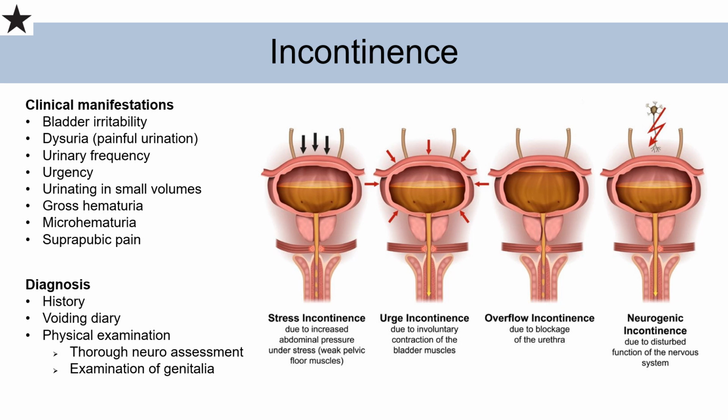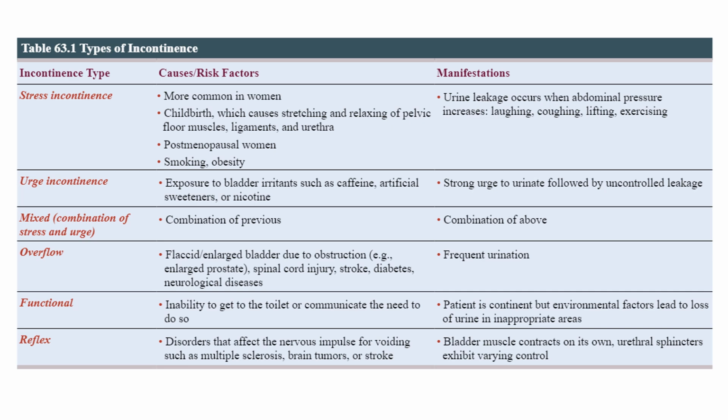And then we also want to do an examination and ask the patient to create a voiding diary, which is very useful because we often don't remember all of the details of how many times we voided or every single description of each. So having them document that for a few days is very helpful. This table is from your textbook, Types of Incontinence. I'm just going to go through a couple of these really quick.